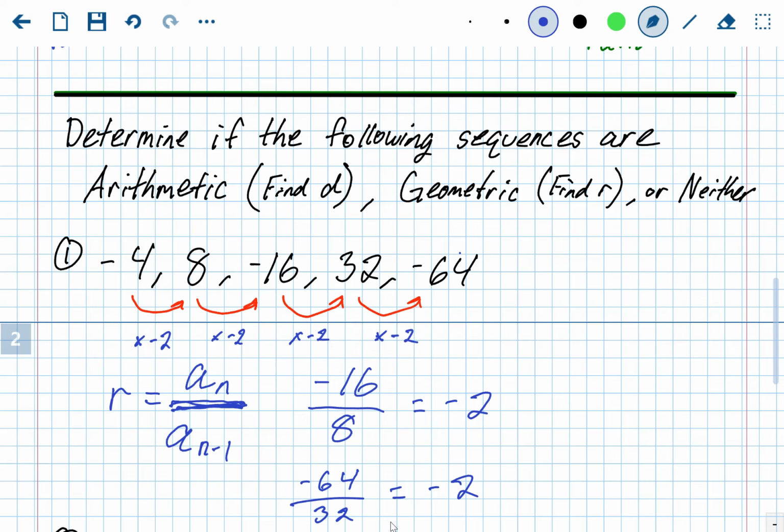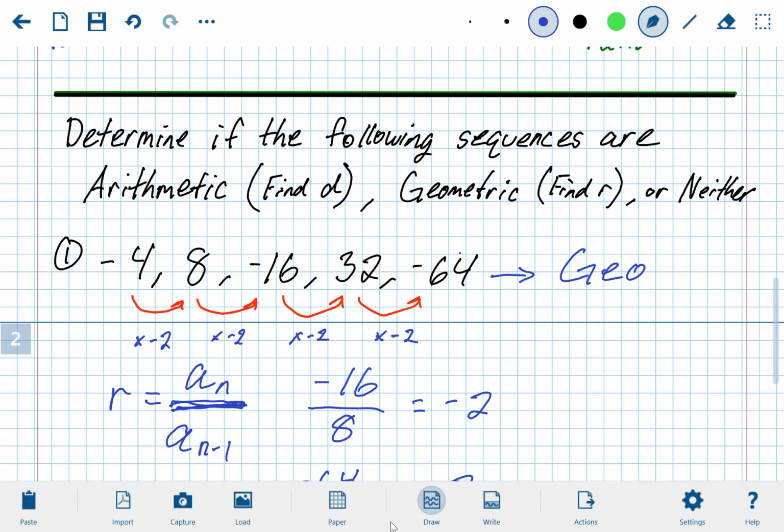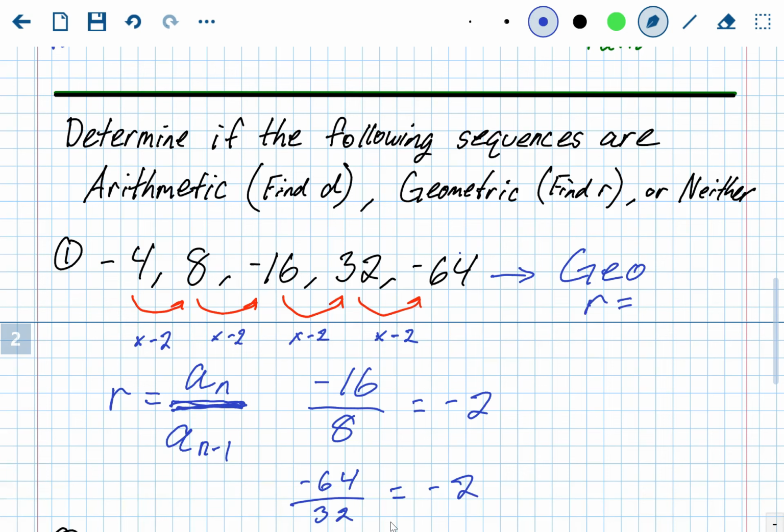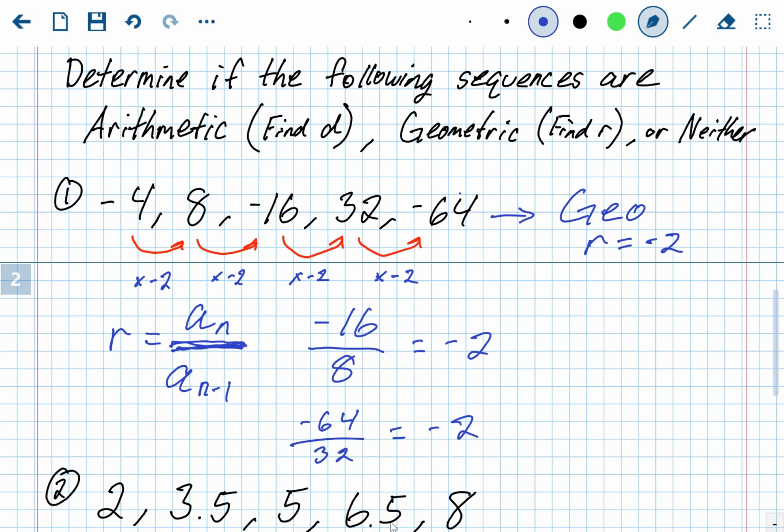So this is a geometric sequence with an R value of -2, a common ratio of -2. So you could use a sub n over a sub n minus 1 to get a possible R value, and then just check, are you multiplying by that number each time to get to the next term?